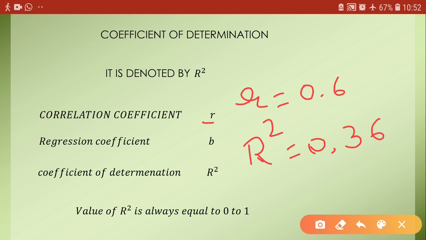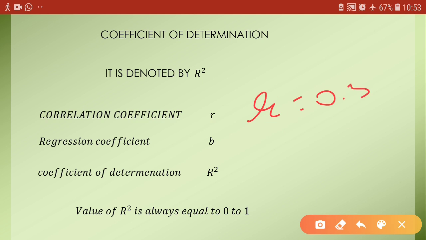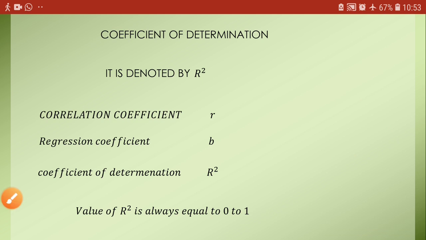Just find r with your own method. We have done the full chapter number 2. Just find r with your own method and make the square of that r. Say for example if that r is 0.5, then you have to make the square of that 0.5. It should be 0.25.